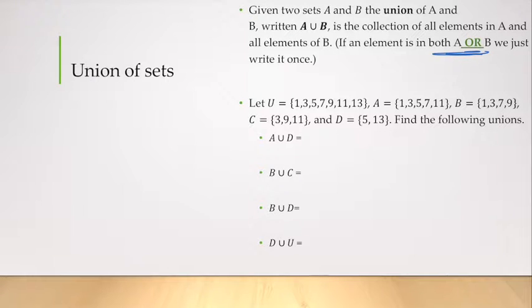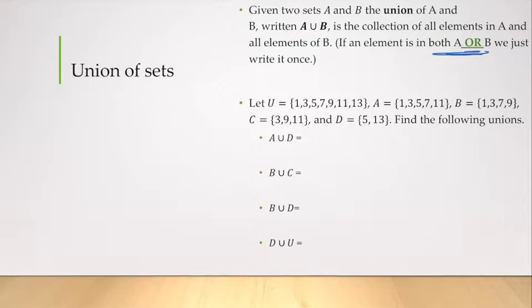So let's let U be our universal set 1, 3, 5, 7, 9, 11, 13. A, B, C, and D are all subsets of U, and they're all proper subsets. So let's go ahead and find the following unions.